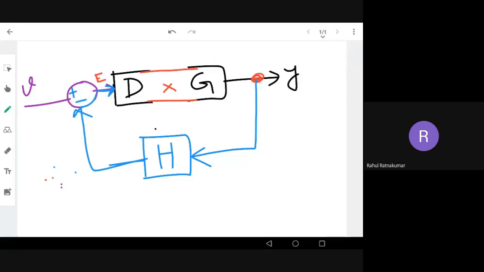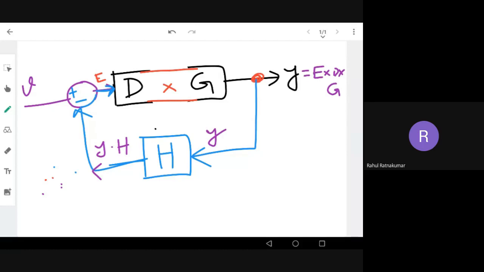Now we can write Y in terms of input and gain. Y equals error E into D into G, right? Because the signal passing through a transfer function or block is multiplied by its gain. So E into D into G is my output Y. Now this Y is going to H as a feedback. What is the output of this feedback loop? We have Y into H as the output of the H block. H is called the feedback gain.